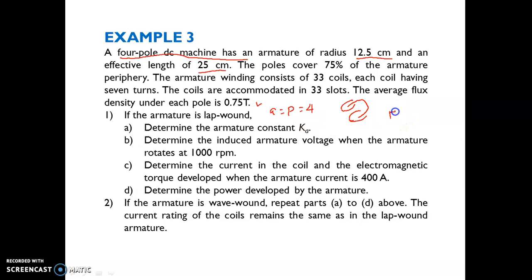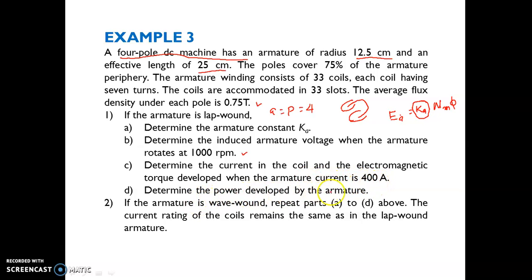Like you have seen in the relation, armature induced EMF is equal to Ka into Nm into phi. So this value, the armature constant, we have to find out. Determine the induced voltage when the armature rotates at 1000 rpm, that is, find out the induced EMF when the armature is rotating at 1000 rpm. Determine the current in the coil and the electromagnetic torque developed when the armature current is 400 ampere.